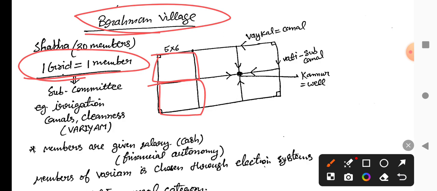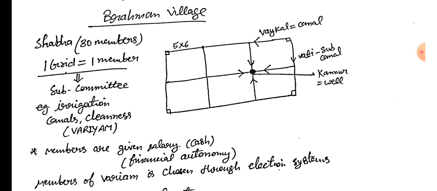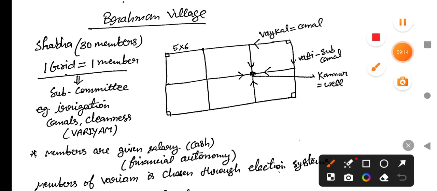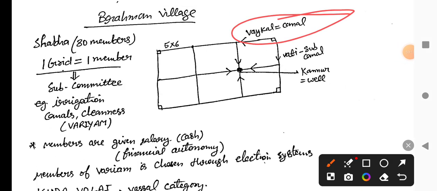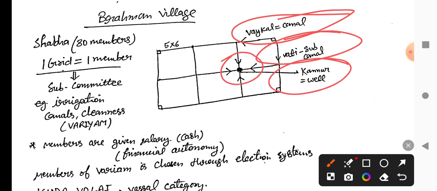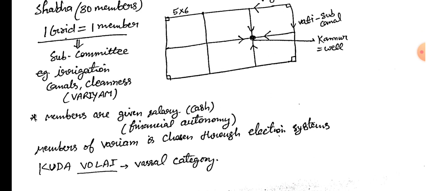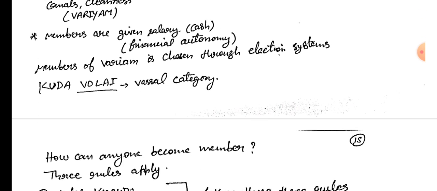And sub committees, for example, irrigation, canal, cleanliness, Varium. These were the Varium. Canal system. And this canal system is known as vehicle. Vati means sub canal. Kannur well, this is the well, means the center of all the canal system.